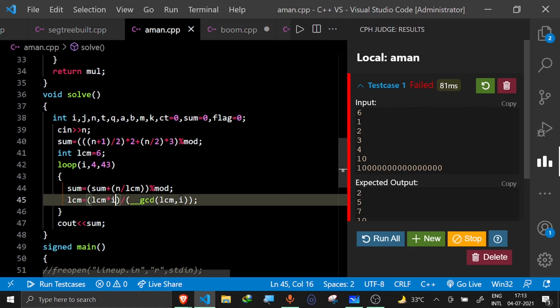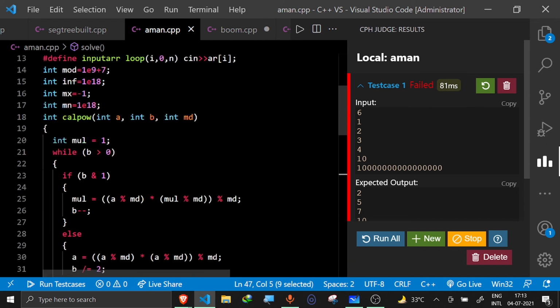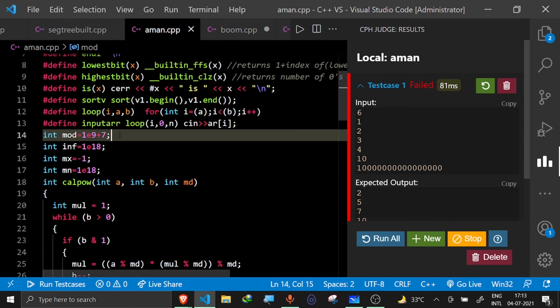And then I would just print the sum. So basically the mod is defined here. Yeah, here it is defined.